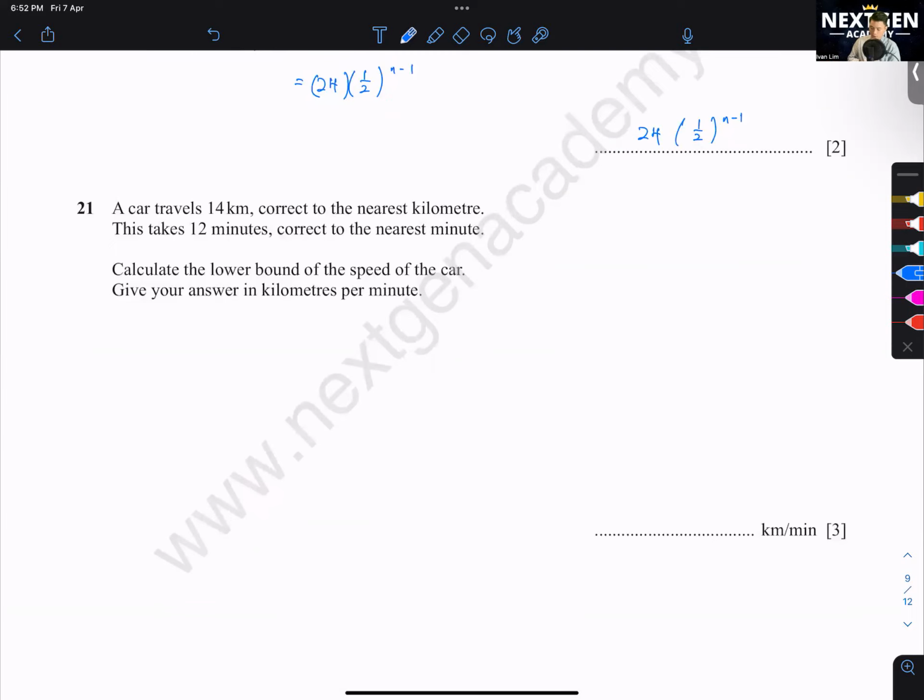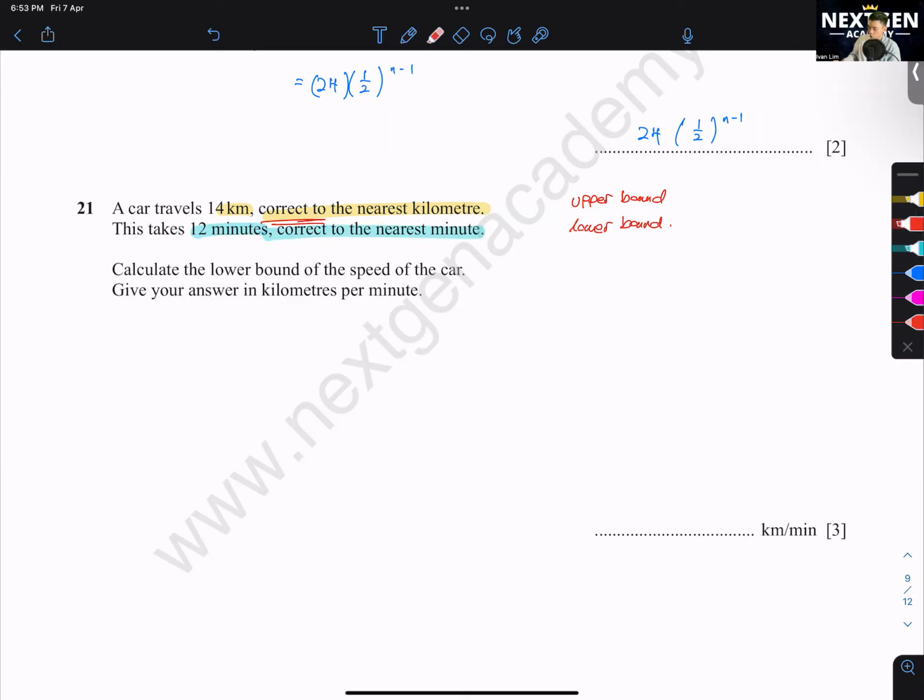Okay, question 21. A car travels 14 km correct to the nearest kilometer. When we see this question, you're pro already, right? See the word correct means upper bound and lower bound type of question. So we define what type of question is this first. This takes 12 minutes correct to the nearest minute.